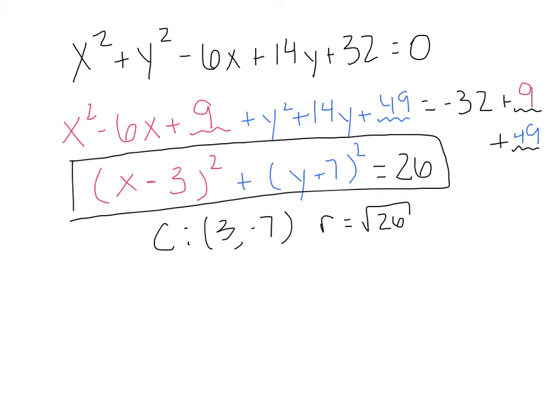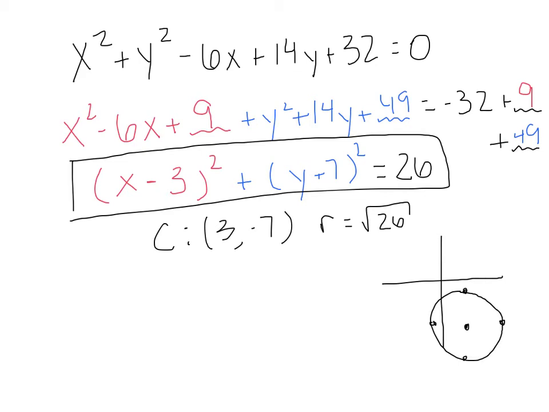So if we wanted to graph this, we could just graph our center, 3, negative 7, and we would need to go out the square root of 26 in any direction. Square root of 26 is just a little bit more than 5, so our circle would be down mostly in that bottom quadrant.